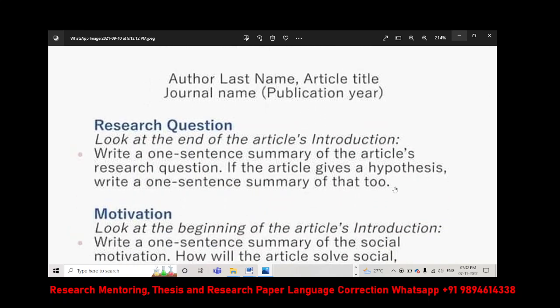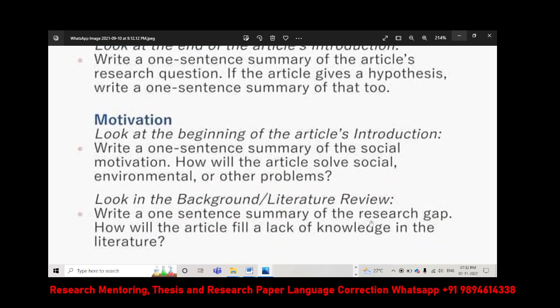Got it? First thing you have to look at is the research question which is discussed in the research paper. You write a one sentence summary about the research question. If there is a hypothesis, whatever it is, write a summary in one sentence. That's number one. Number two, the motivation of the study. What did motivate the researcher to do the particular study? So you have to answer how the article will solve social, environmental and other problems.